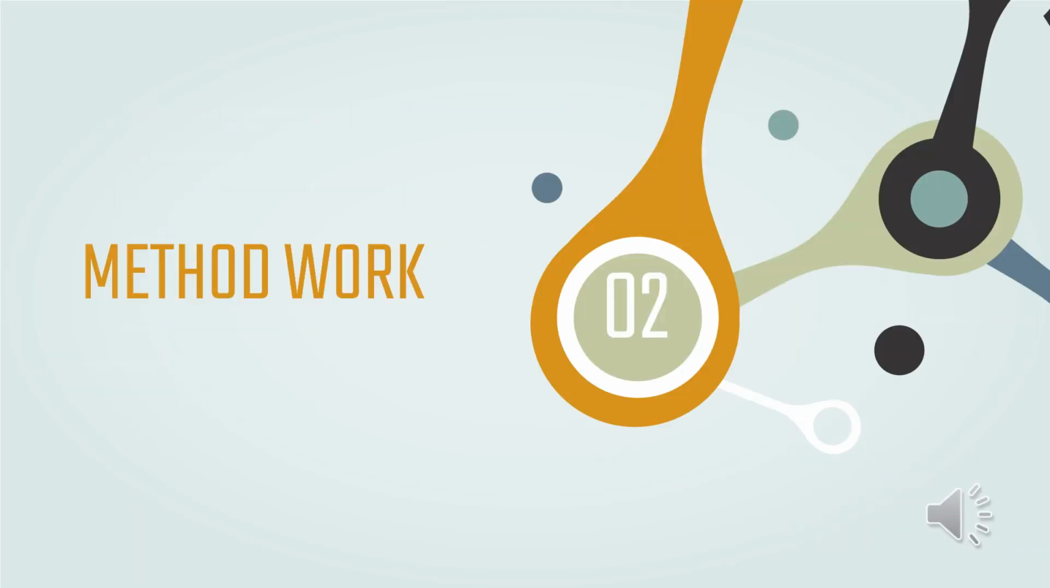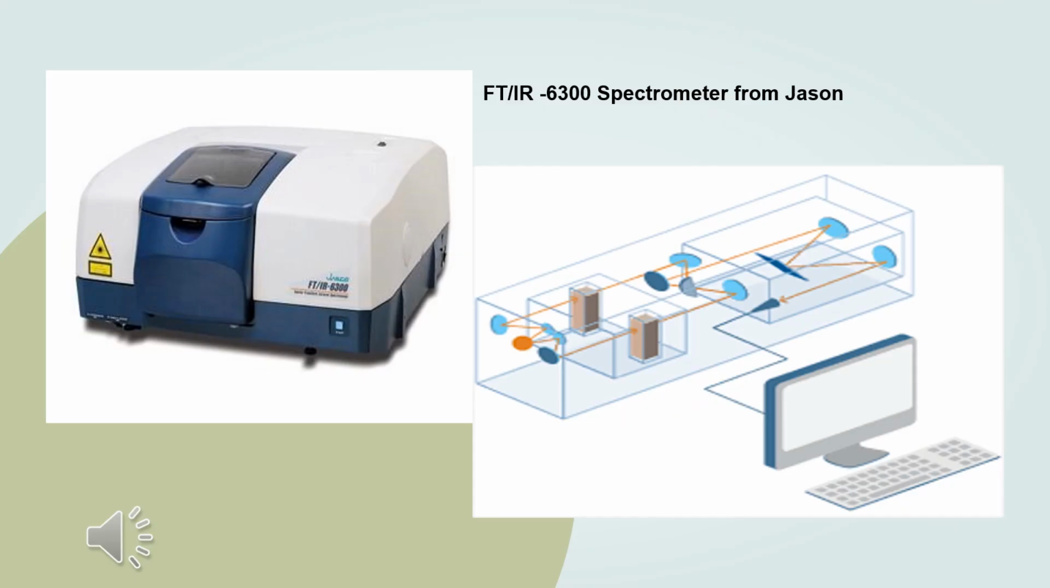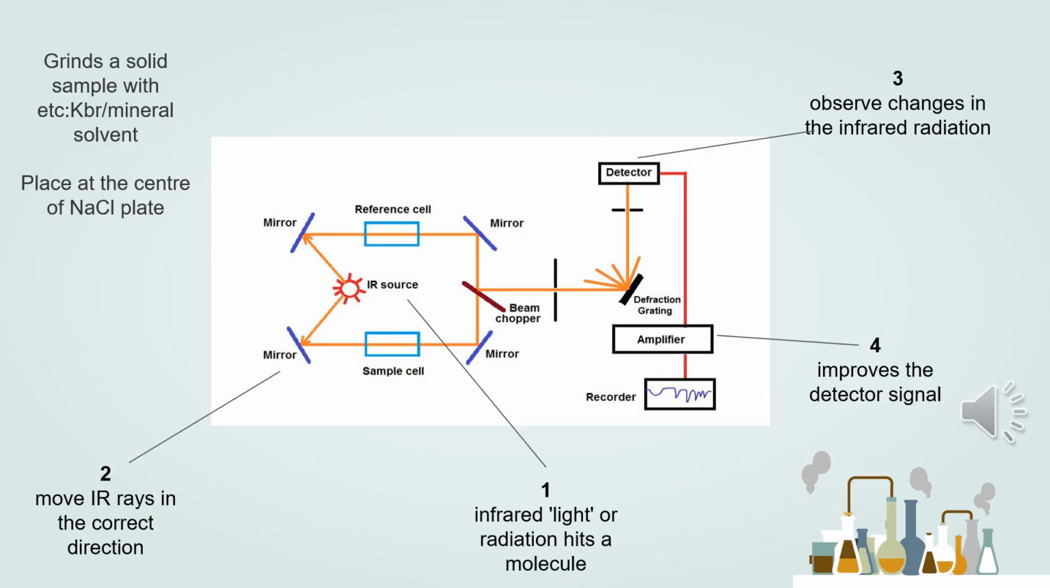Now, let's proceed to the second part, which is method work. As you can see here, the first diagram is an example of a spectrometer for IR spectroscopy, called the FTIR 6323 spectrometer from Jasco. The next diagram is a simple diagram of how the IR spectrometer functions. First and foremost, we have to rinse a solid sample with a substance like potassium bromide, an ionic compound that does not show up in IR spectroscopy.